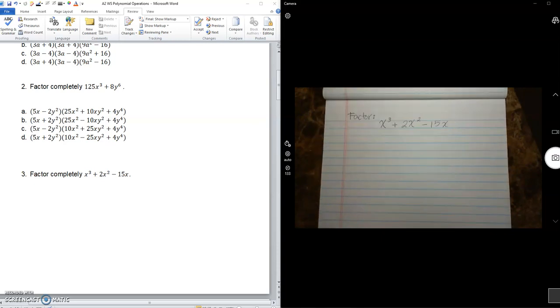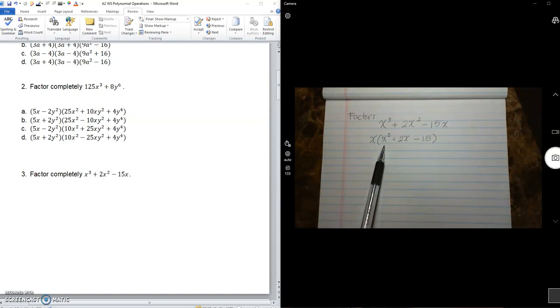Okay, so example number three, factor completely x cubed plus 2x squared minus 15x. So just a general rule, whenever you're factoring, just remember if you can do it with the greatest common factor, you will have to do that first. And so here, we're going to check for greatest common factor, and the greatest common factor for all the three terms is x. So we're going to factor this out with an x. So if you take out x from x cubed, it's just going to be x squared here. If you take out x from 2x squared, it's just going to be 2x here. If you take out x from negative 15x, it will just be negative 15.